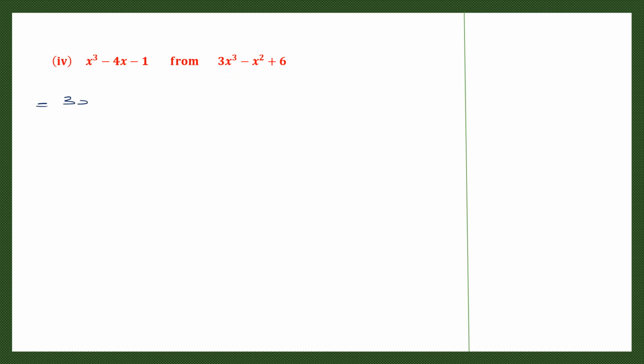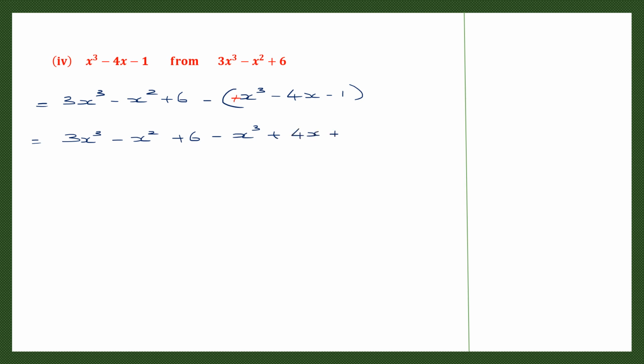So that will be 3x cubed minus x squared plus 6 minus, let's put that in brackets, x cubed minus 4x minus 1. So let's remove brackets now. 3x cubed minus x squared plus 6 remains the same. Since you have minus before the bracket, the sign of all these will change. So this is plus, it's understood. So now it will become minus. Minus x cubed. Then this becomes plus 4x and plus 1.